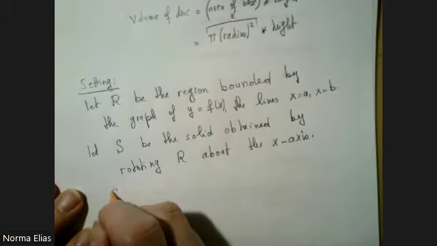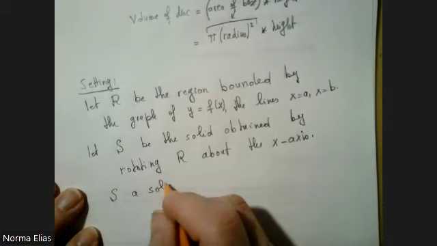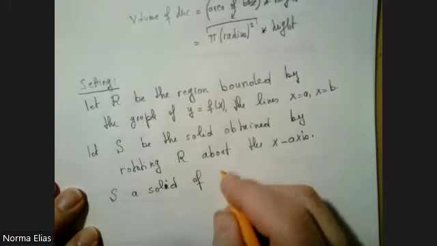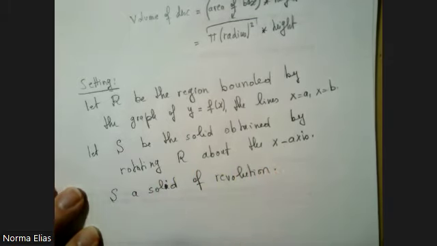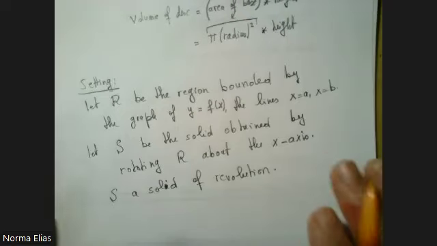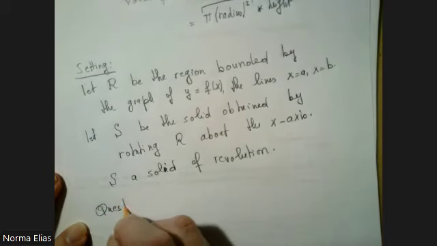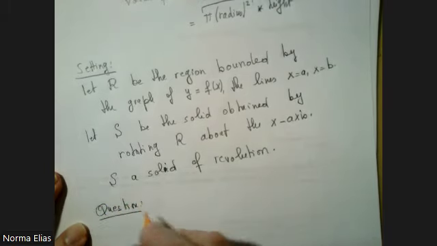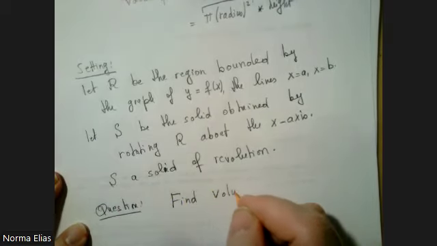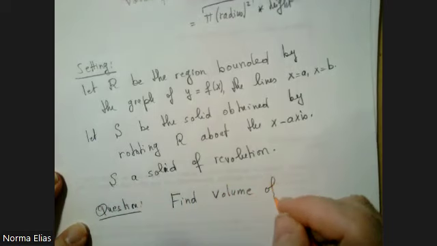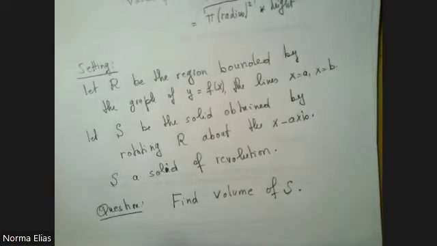S is called a solid of revolution because it was obtained by rotating something. The question is, find the volume of S. Okay, let's get going.